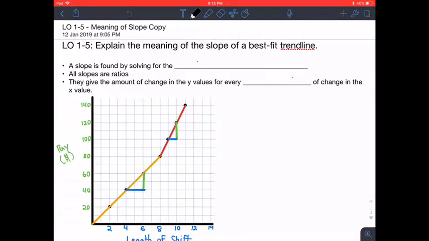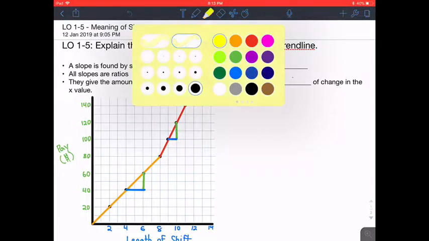Okay, so welcome to lesson 1-5. Today we're going to be talking about the meaning of the slope of a best fit trend line.